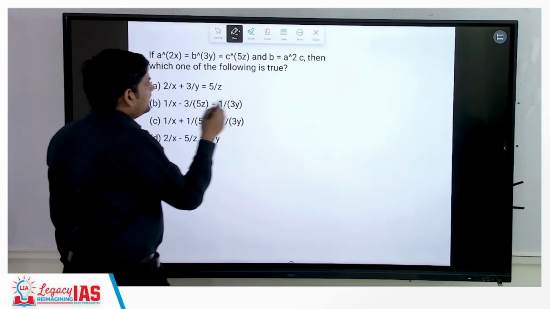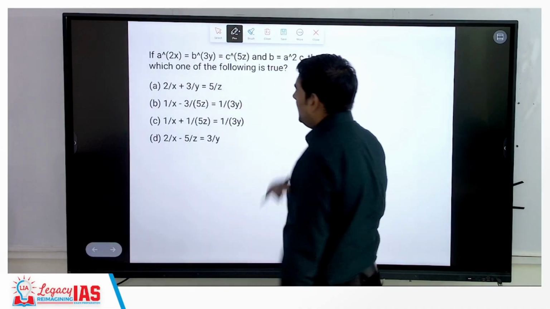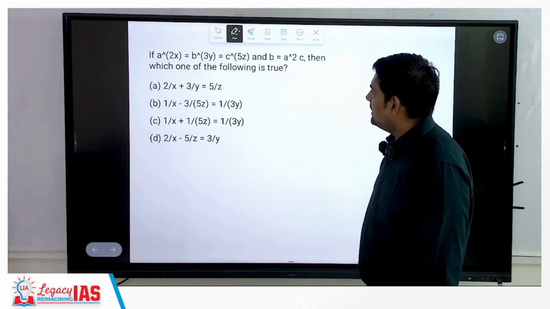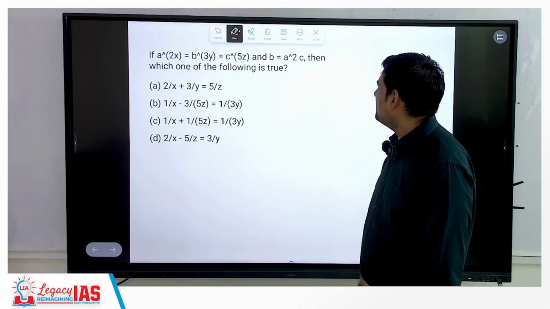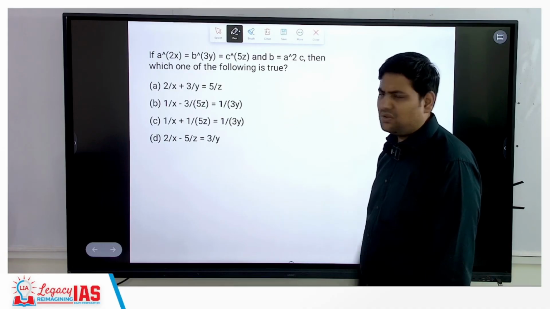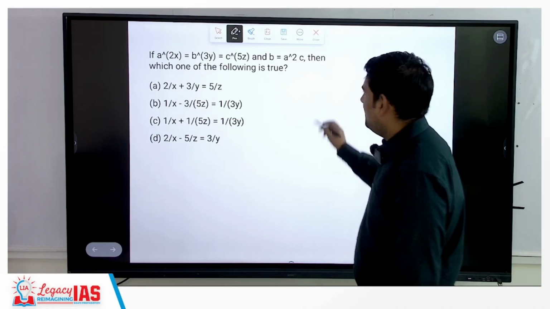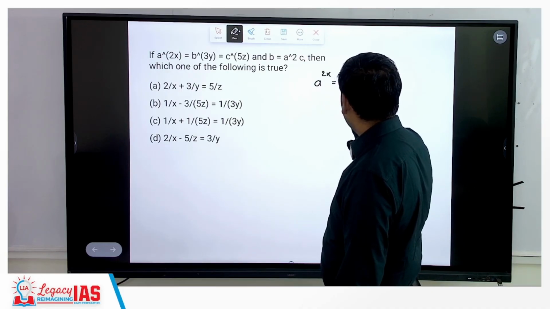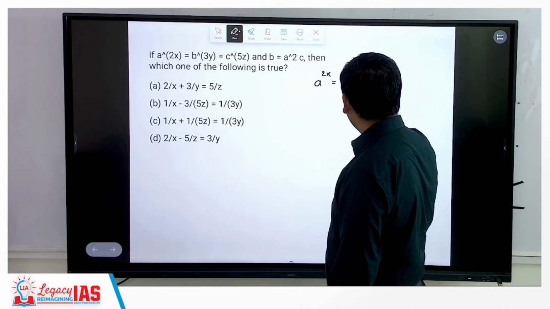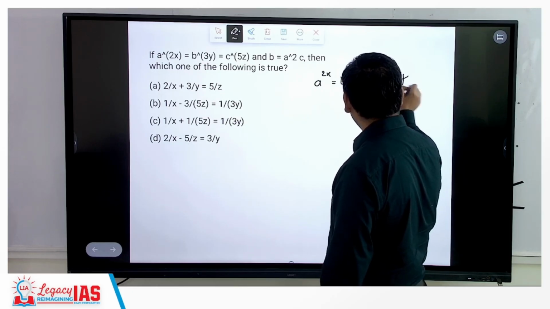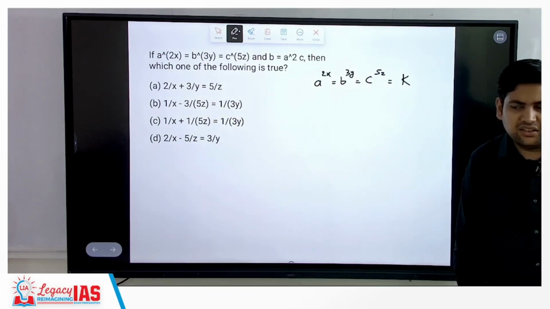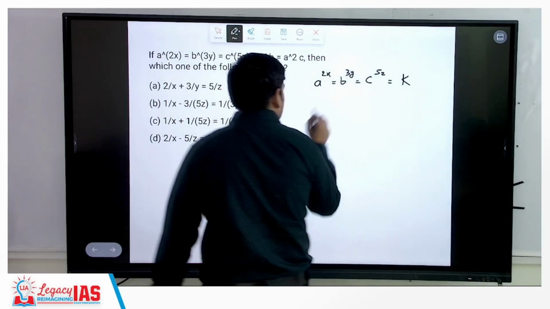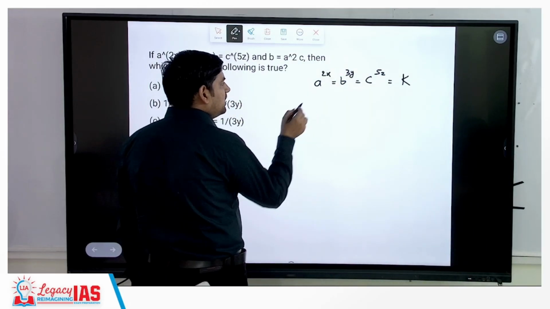Yeah, this is a^2x = b^3y = c^5z, and b = a²c. Then which of the following is true? See how you do these questions. It's very simple. a^2x = b^3y = c^5z. You assume it to be equal to some k. Now write all of these in terms of k.